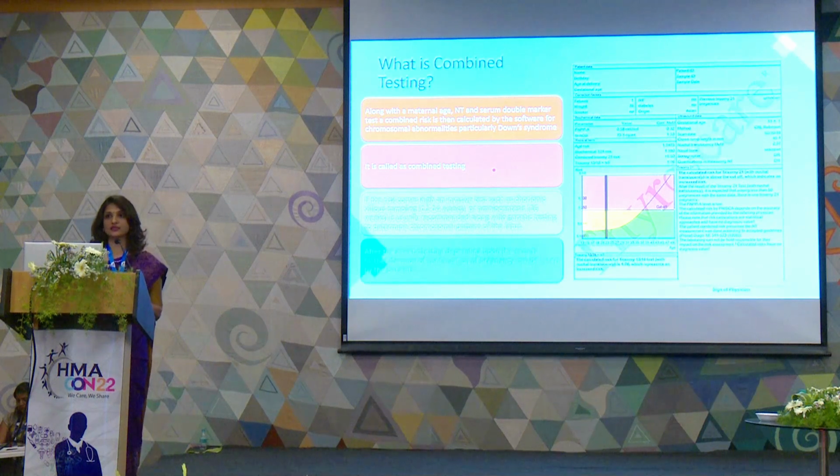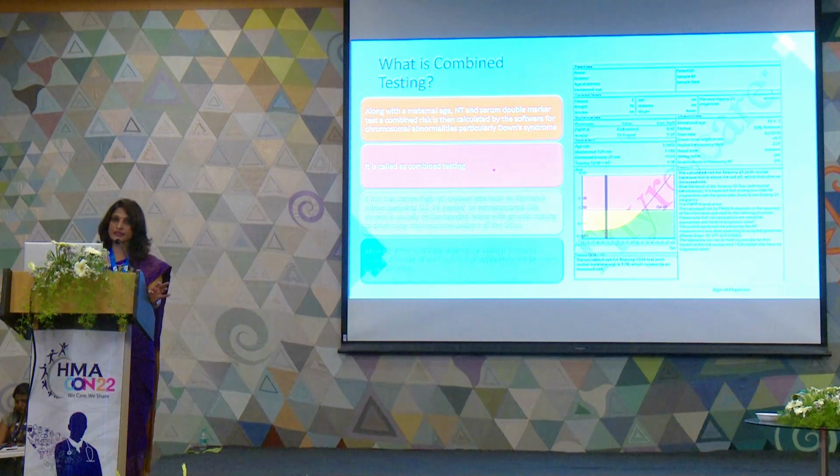What is combined testing? We hear a lot of times about combined testing. In combined testing, along with maternal age risk, NT scan report, and serum double marker test, a combined risk for chromosomal anomalies is calculated by the use of software. This is called combined testing. If the risk in this result is high, then invasive testing for the chromosomal anomalies is advised, that is chorionic villus sampling at 11 to 14 weeks and amniocentesis at 16 weeks.